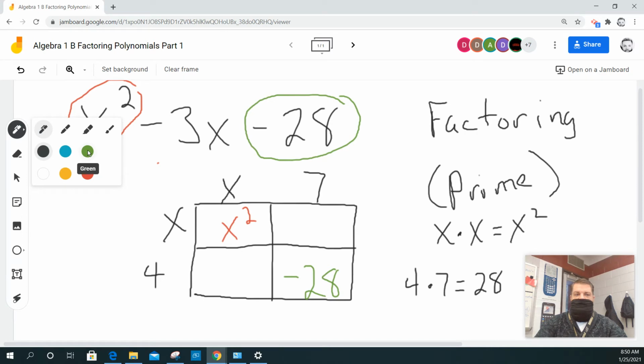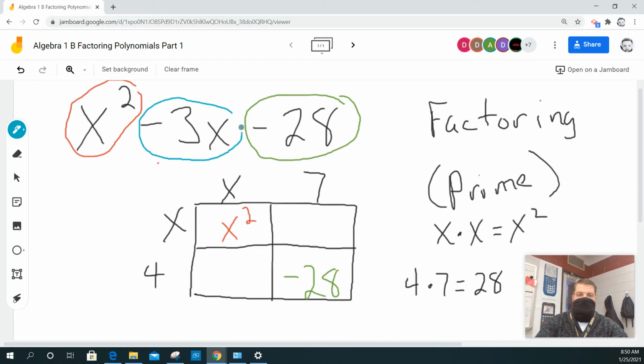But it's a negative 28, so I really got to think about one of them being negative. In other words, it's going to be either a negative 7 or a negative 4. That's the only way I could get this negative sign here. But I also know that this term plus this term equals this middle term right here. So if I make this a negative 7, in other words, negative 7 plus 4 equals negative 3.